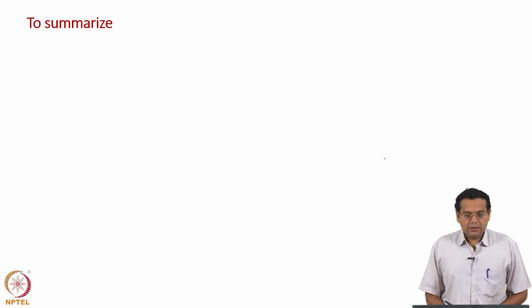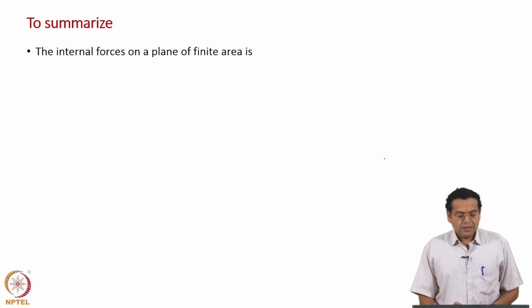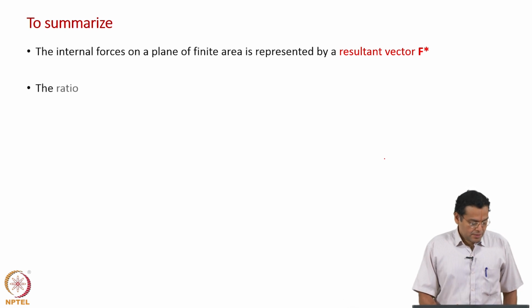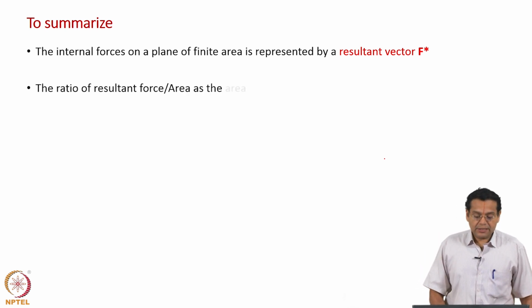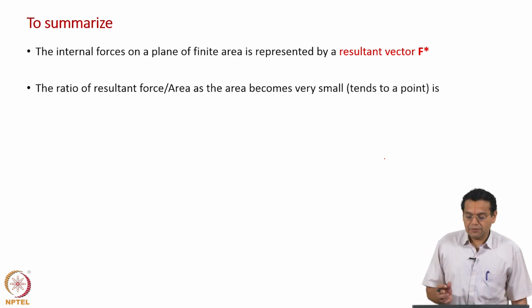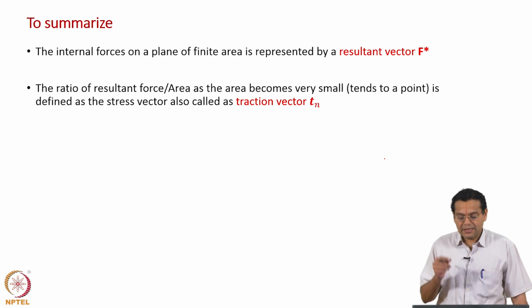Okay, to summarize whatever we have discussed so far, just putting in sentences, just 3 bullets. The internal forces on a plane of finite area are represented by a resultant vector F star. Okay, F star was over a finite area. The ratio of resultant force per area, as the area becomes very small and tends to a point, is defined as a stress vector, also called the traction vector. Okay. That is why it is called Tn.